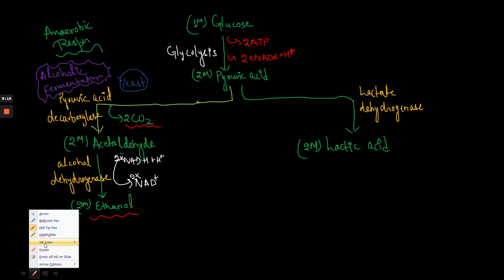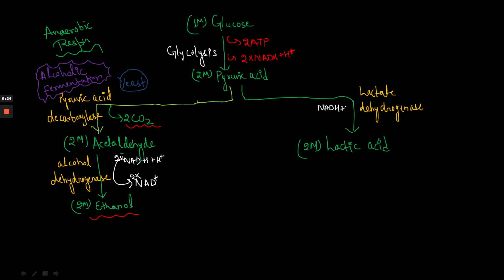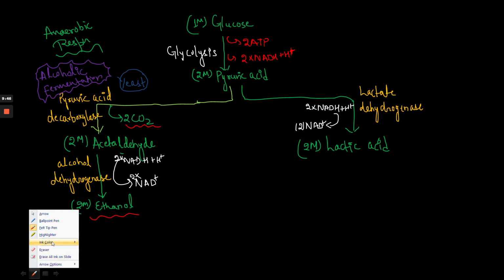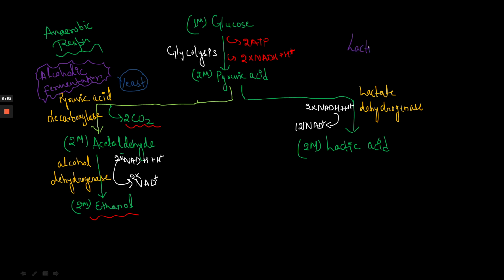And again here, this step requires the conversion of NADH into NAD+. So two molecules of NADH get converted into two molecules of NAD+. So whatever NADH was produced during the glycolysis process is again getting utilized during lactic acid fermentation as well. Since the final product is lactic acid, this whole fermentation process is also known as lactic acid fermentation.